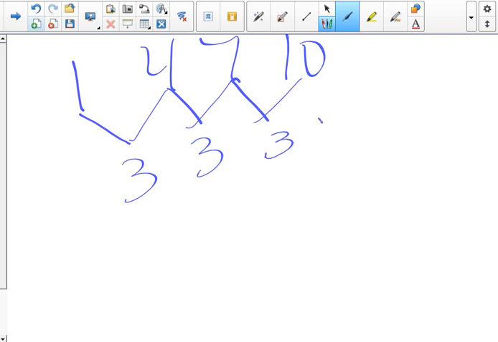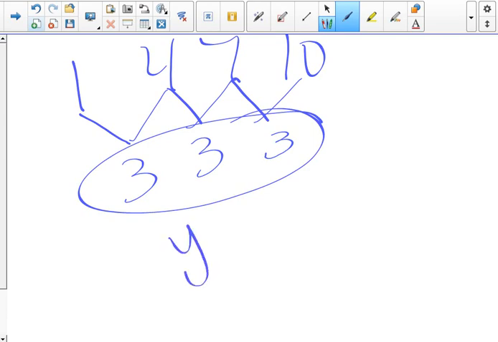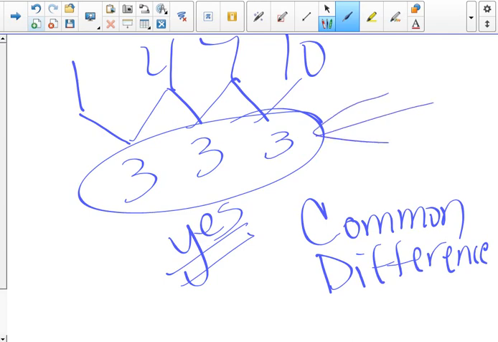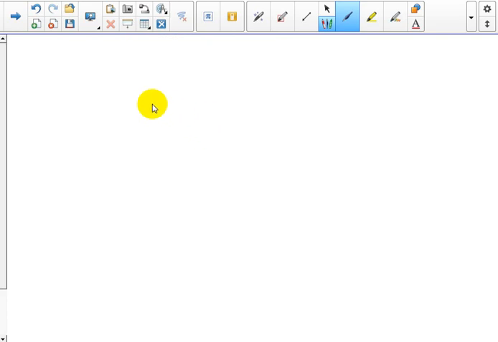It tells you, because these are all the same, this sequence is arithmetic. So yes, it is. But what is the common difference? Everyone speak up. What is it? 3. So it's all those same numbers. That's your common difference. So write in 3 in that box. It says the common difference is 3. Any questions on that?